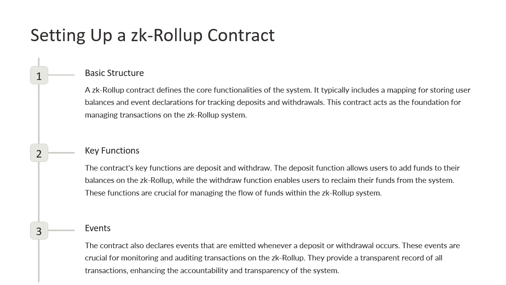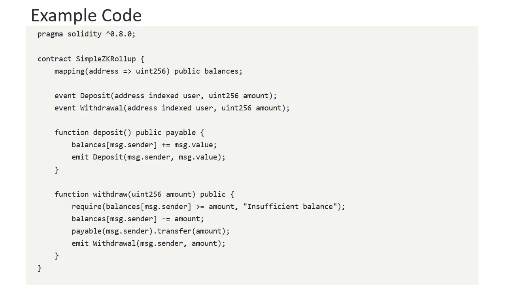A ZK rollup contract defines core functionalities such as managing user balances and tracking deposits and withdrawals. Key functions include deposit and withdraw, which handle adding and reclaiming funds. Events are declared to monitor these transactions, ensuring transparency and accountability. Let's look at an example ZK rollup contract in Solidity. This contract has a mapping to store balances and events for deposits and withdrawals. The deposit function allows users to add funds, while the withdraw function lets them reclaim funds, ensuring they have sufficient balance before processing.